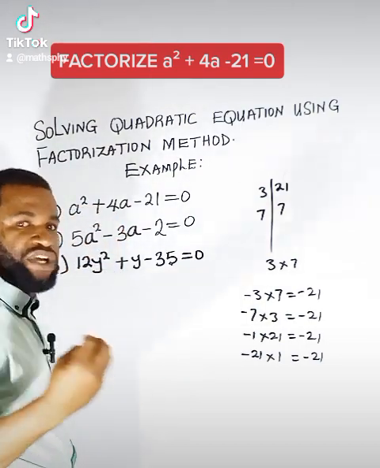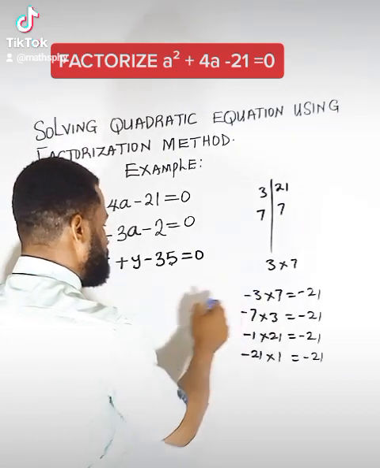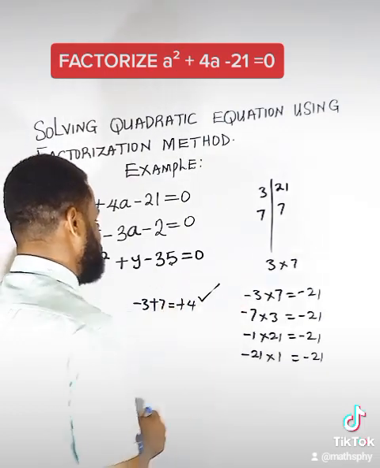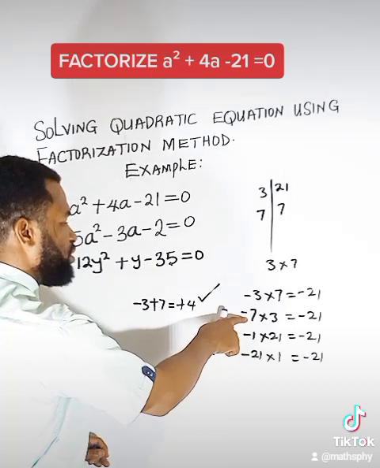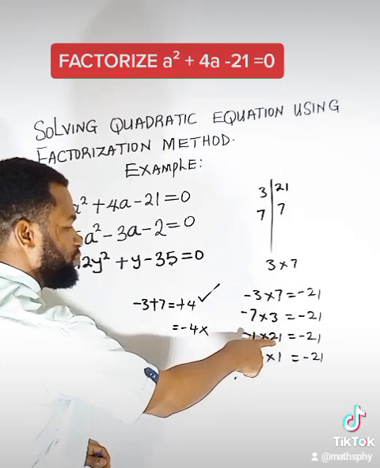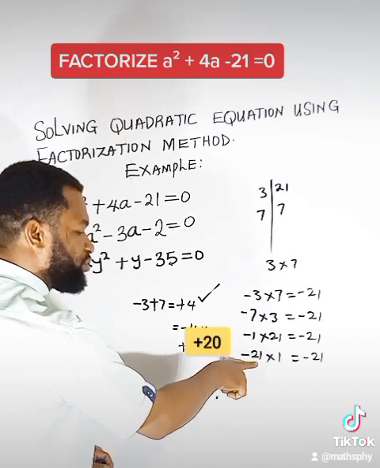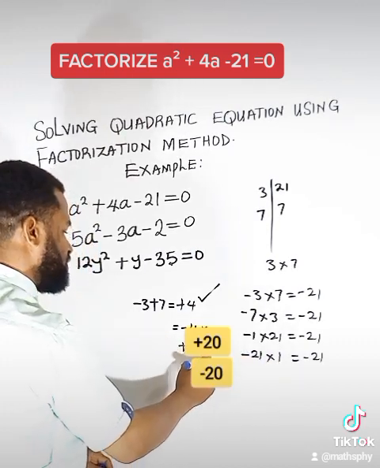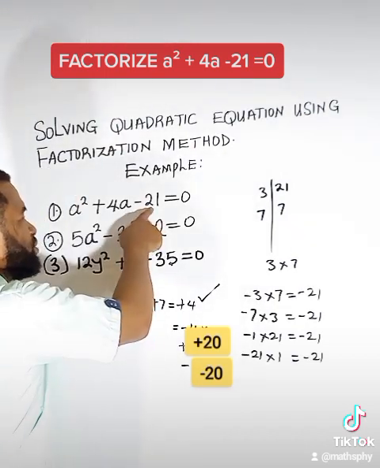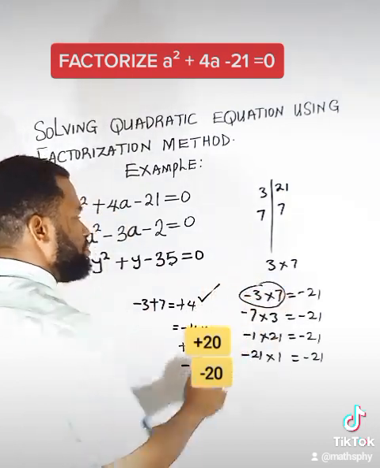Now let's check. If you can use your calculator, that will be fine. Minus 3 plus 7. The answer is what? Plus 4. So this is the correct one. If you check this one very well, minus 7 plus 3 is going to give you minus 4. It's not correct. Minus 1 plus 21 is going to give you plus 20. It's still wrong. Minus 21 plus 1 is going to give you minus 20. It's still wrong. So the only pair that will give me minus 21 when multiplied, and when I add them together gives me plus 4, is minus 3 and plus 7.